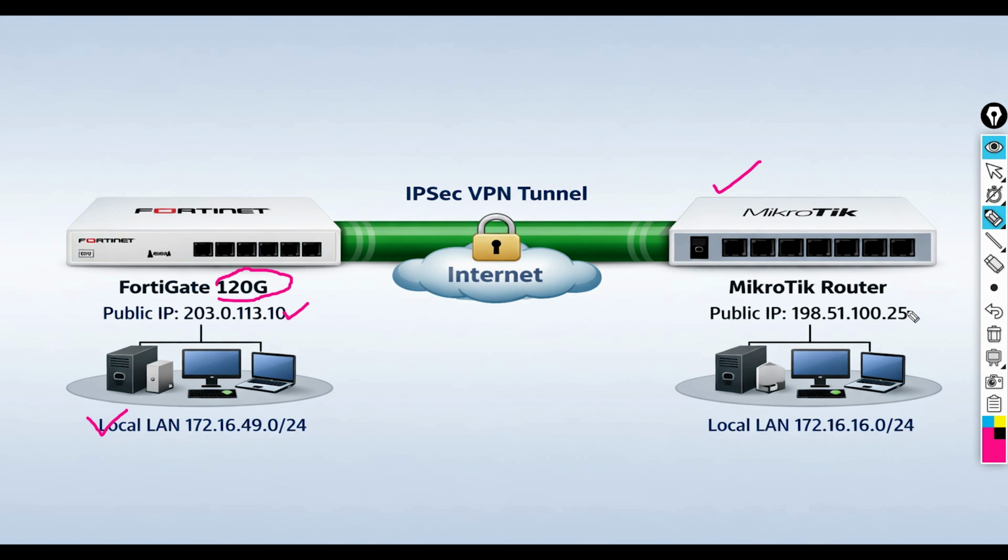The MikroTik router has this public IP for WAN and a local address of 172.16.16.0/24. So we will configure the IPSec site-to-site VPN between the FortiGate firewall and the MikroTik router. The internet is connected to the FortiGate firewall and to the MikroTik router. So we will start the configuration.